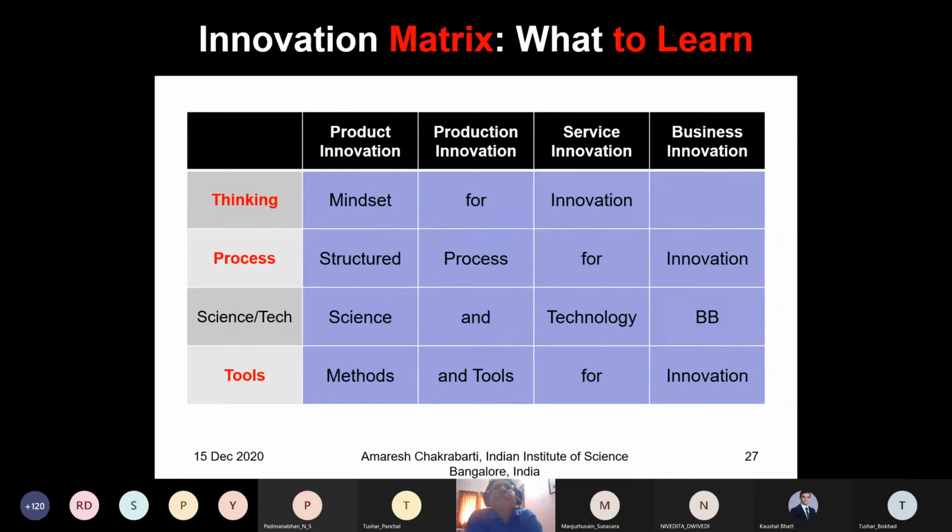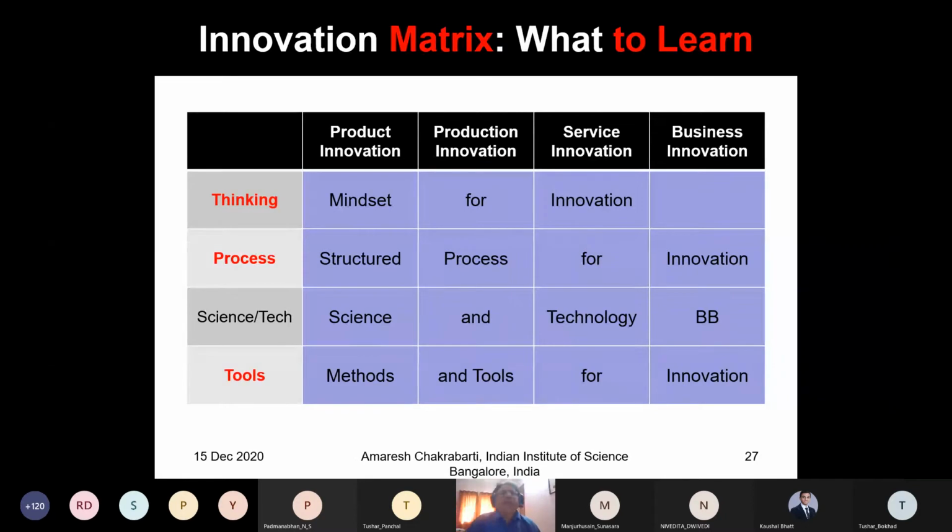You may have an existing product with an existing production process and innovate only its services. It is possible, or innovate the way in which the business is done. So all of these are possible. Therefore, you need to first of all have a mindset for innovation or thinking. And that is the only bit that I'm going to present to you today.